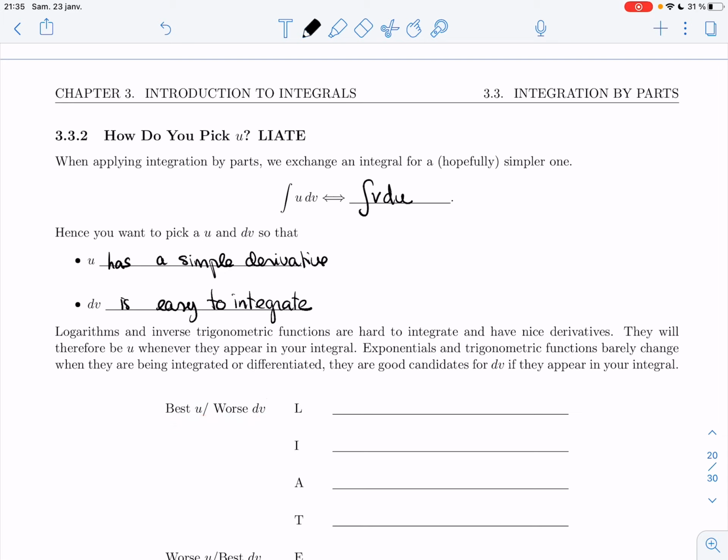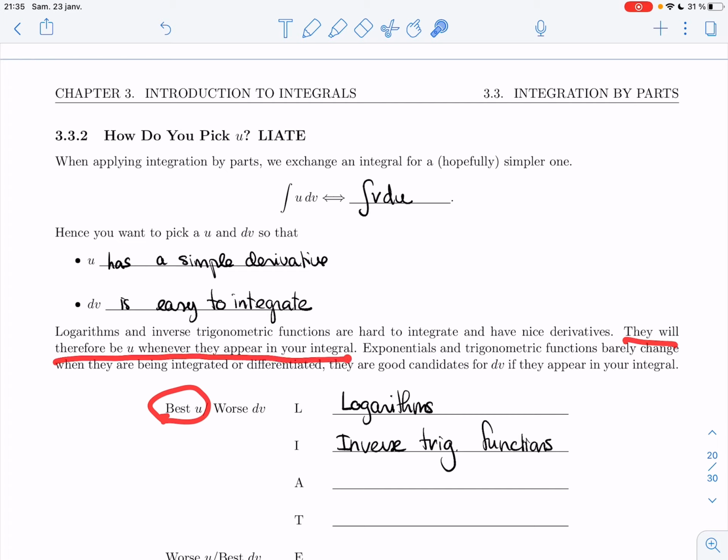So if you have logarithms, or if you have inverse trig functions inside your integral, those are going to be your u. So they will therefore be u whenever they appear in your integrals.